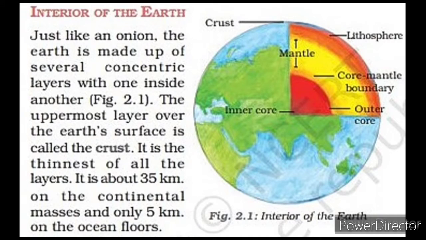Now look at your book and see the content given there. The first topic is the interior of the earth. Here, the uppermost layer over the earth's surface is called the crust. Then after the crust, a layer comes which is known as the mantle, and the innermost layer of the earth is called the core. Now we will discuss one by one about each layer of the earth.